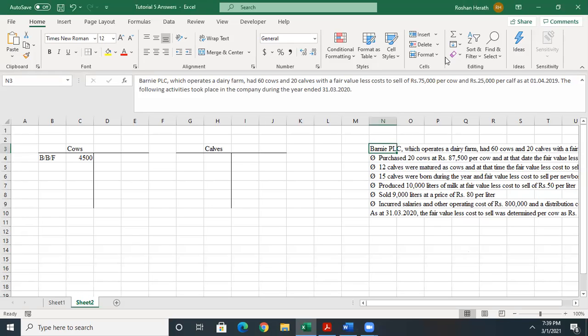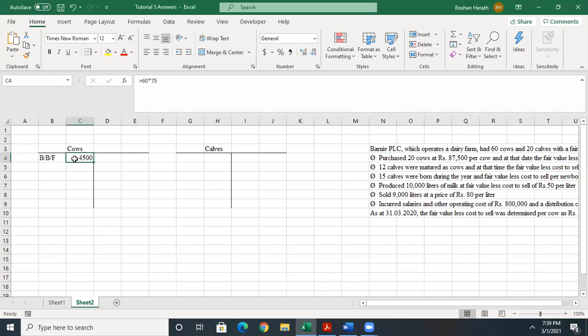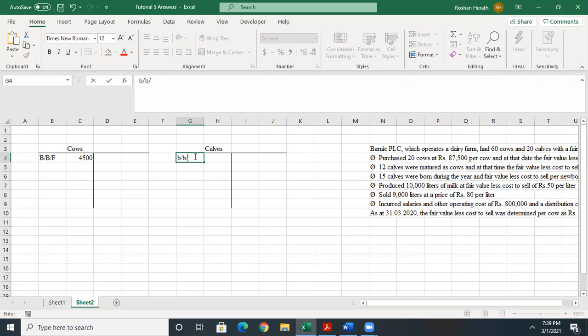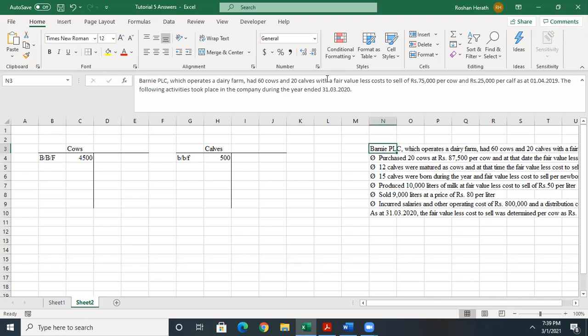Okay. Right. Initially, I take the balance brought forward. It is 60 cows at 75,000. Then we have 25,000 per calf. That is 20 calves, right? So again, it's the balance brought forward. It's 20 into 25,000. So it is simply the balance brought forward, so we start with that.